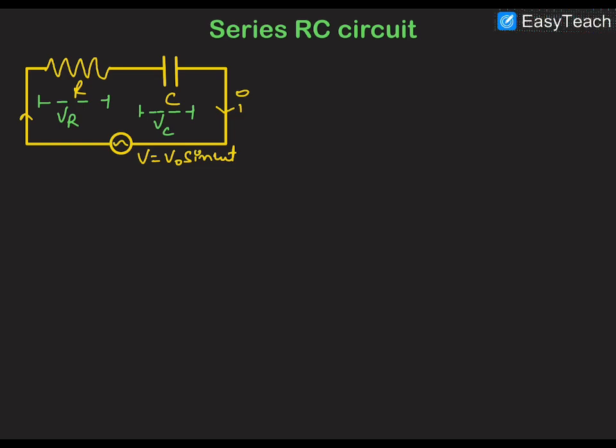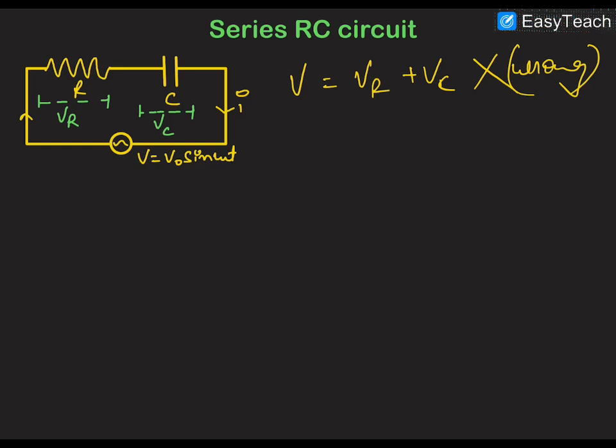So first of all, a very important thing is that we cannot write V as VR plus VC. This is absolutely wrong, because these voltages are not in the same phase. VR and VC are not in the same phase. But in DC, when the battery was connected in place of this oscillator, we could write V is equal to VR plus VC, because in DC circuits VR and VC are in the same phase, but here we cannot.